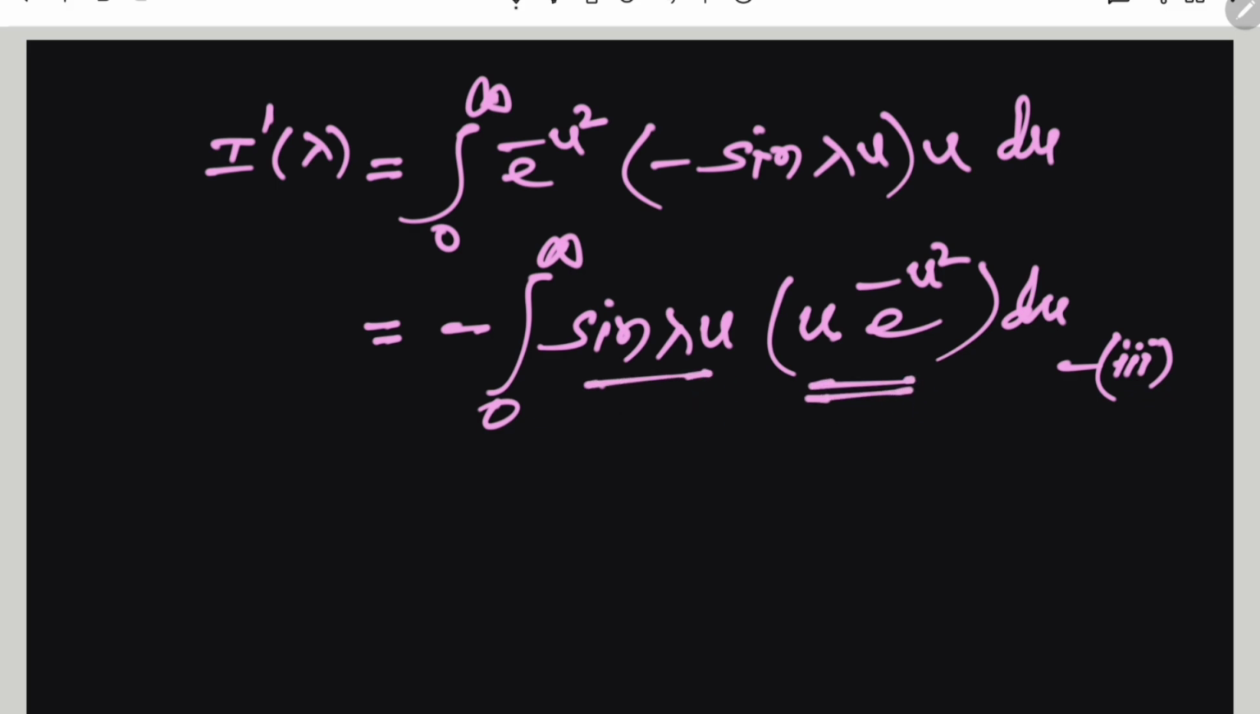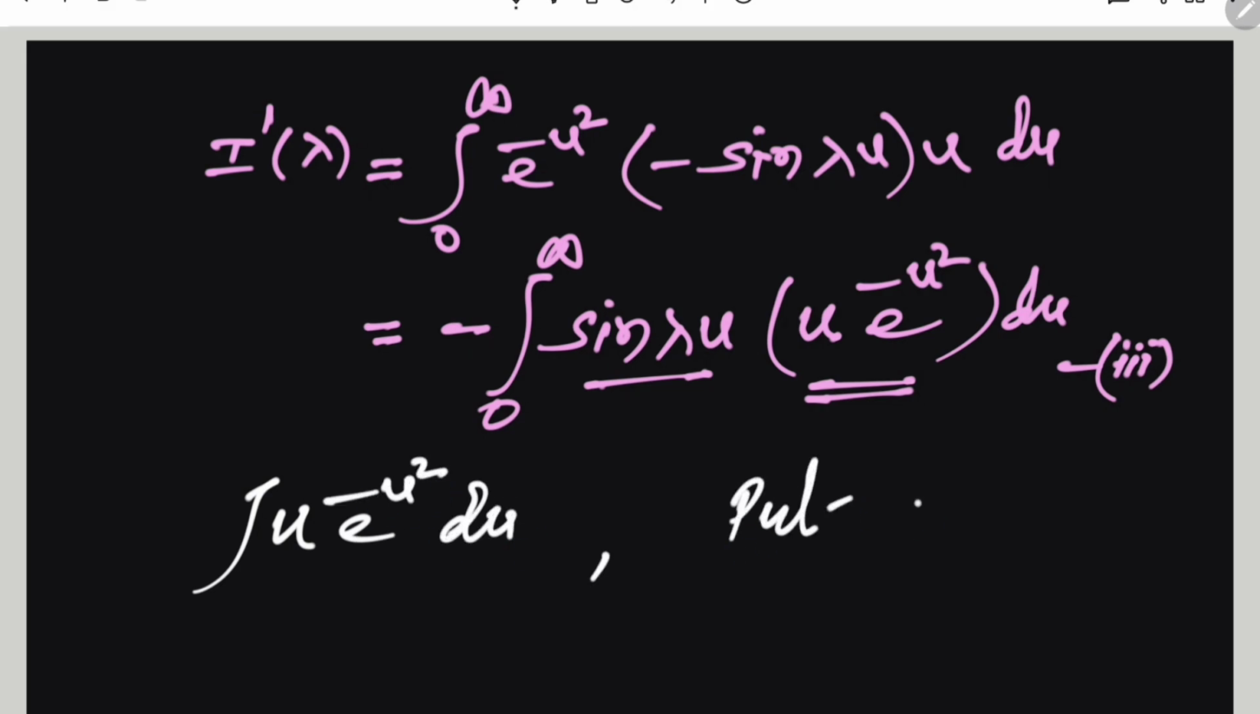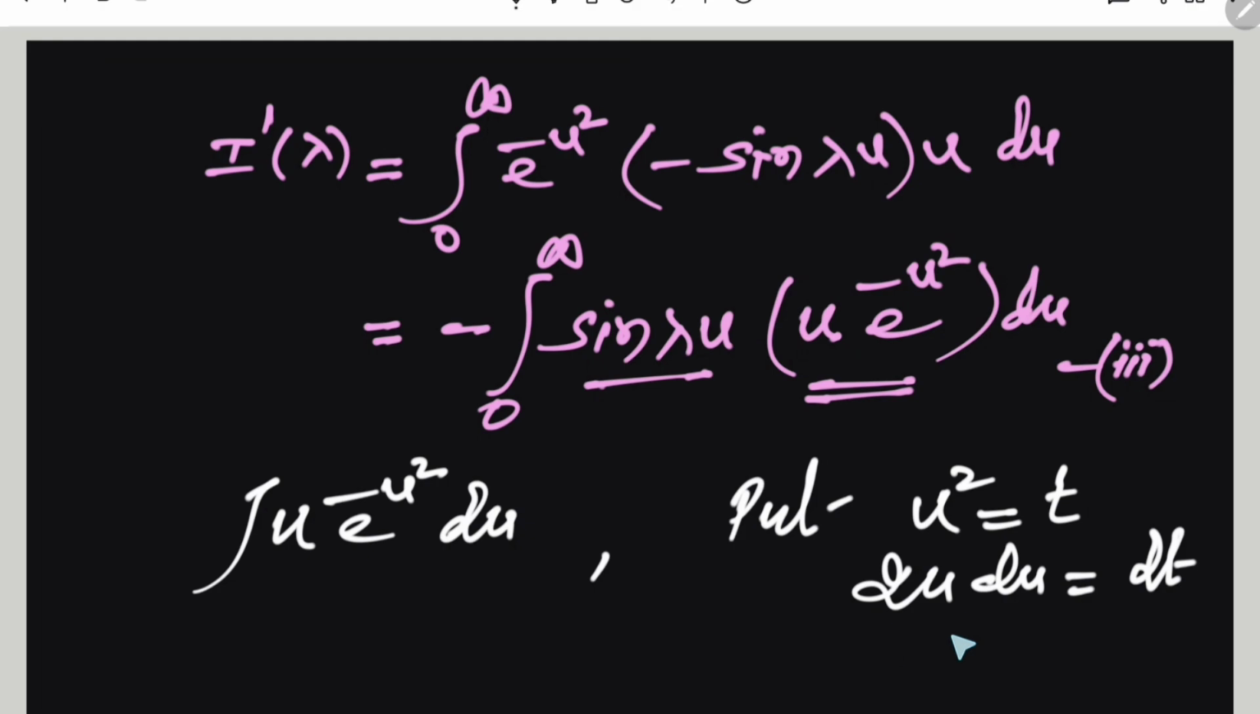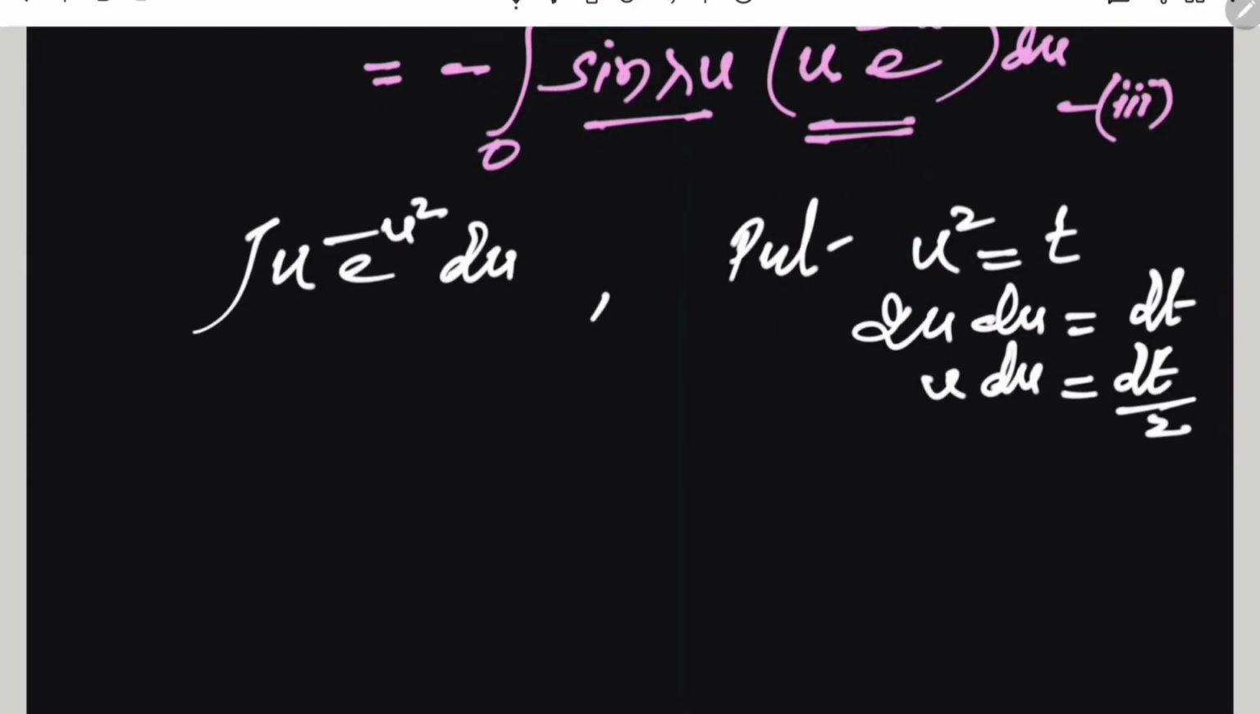Sin λu as first function, u e raised to minus u square as second. Therefore, in the parts we require to find the integration of the second term. We perform that calculation separately by substituting u square as t. Differentiating with respect to u, we get 2u du equals dt. U du equals dt by 2, and therefore that integral becomes u du, nothing but dt by 2.